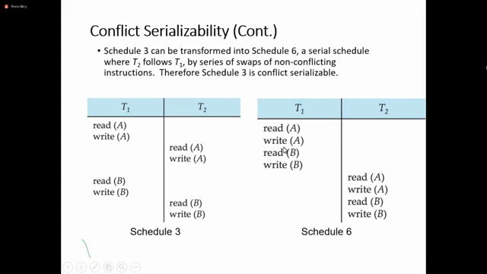Now here T1 and T2: read A, write A, read B, write B; read A, write A, read B, write B. Here is schedule 3, and we compare the two schedules. What's the problem? Schedule 3 can be transformed into schedule 6, a serial schedule where T1 is followed by T2. If T1 is finished, then T2 follows. There is no problem. Therefore, schedule 3 is conflict serializable.